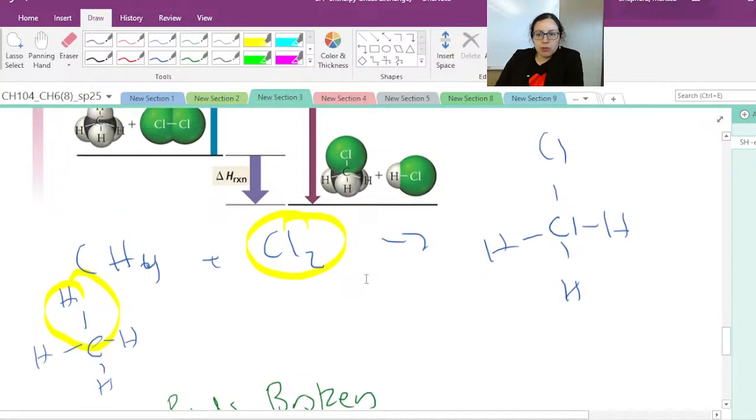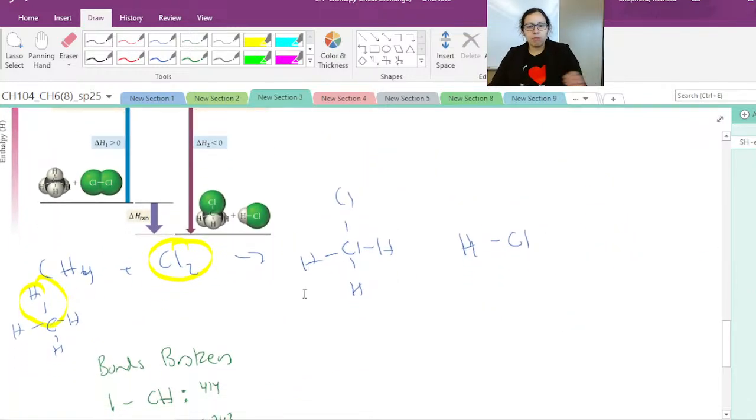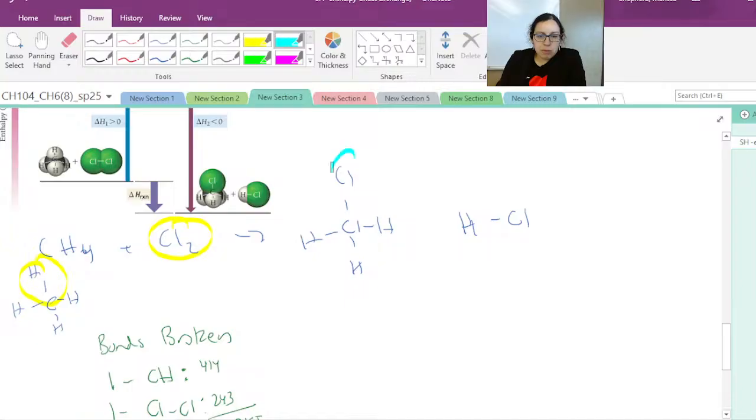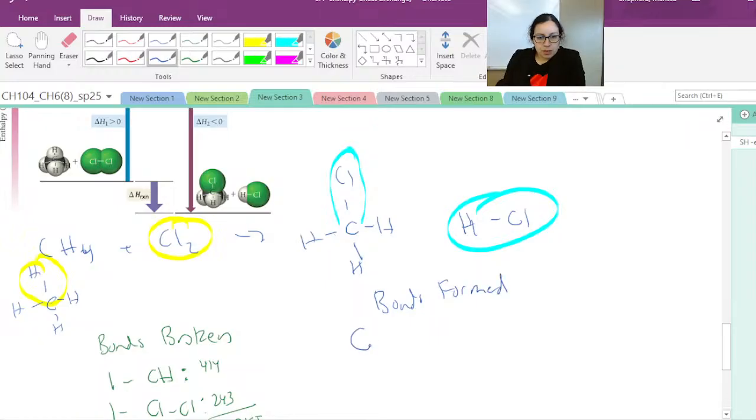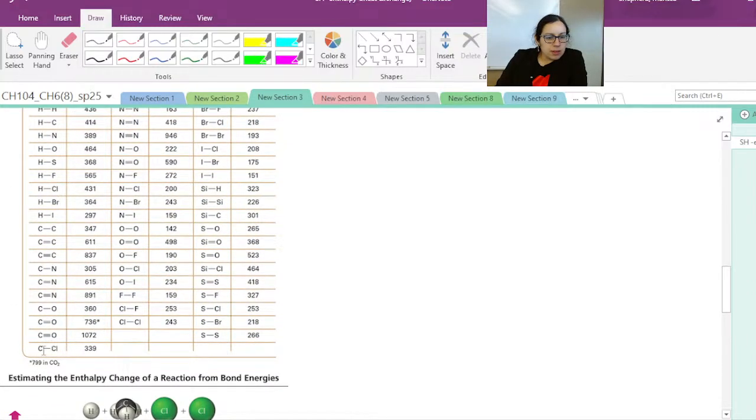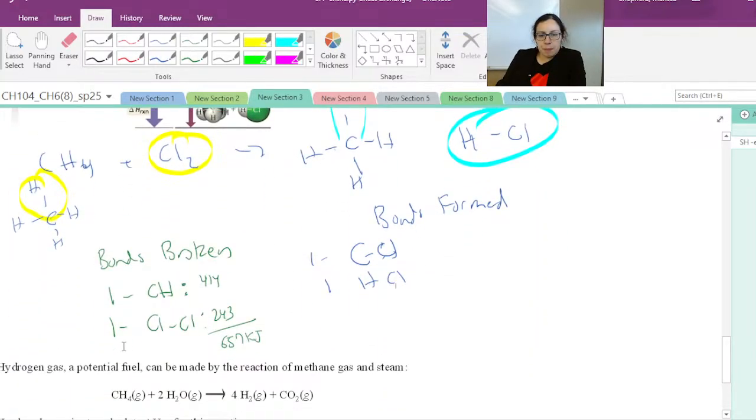So again, helpful to draw it out and just kind of analyze what we made. And so, of course, we made a carbon-chlorine bond. Sorry, that looks like I wrote chlorine-chlorine. So carbon-chlorine bond there and an HCl bond. And so now let's add up our bonds formed. So we have 1 carbon-chlorine and 1 hydrogen-chlorine. And so let's see, our carbon-chlorine is 339.